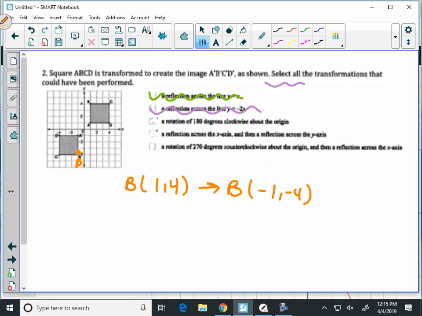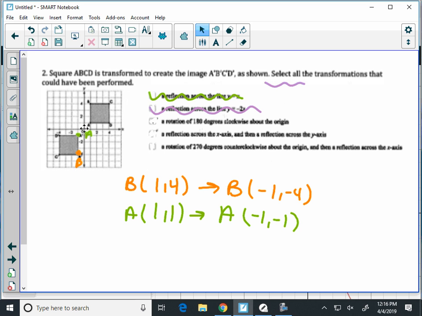Yeah. Do we stop right now? Or should we check some more? Yeah, check some more, because they might be trying to fool you. So check at least 3 if it's a square, at least 2 if it's a triangle. So let's try A. A is at 1, 1. When we do 180-degree rotation, what's our new point? Yeah, no flip, just change the sign of both. So they both become negative. Did A map up with A prime? Yeah, so check one more. Doesn't matter, C or D. Let's do C.